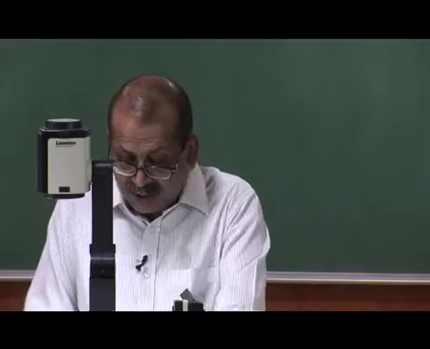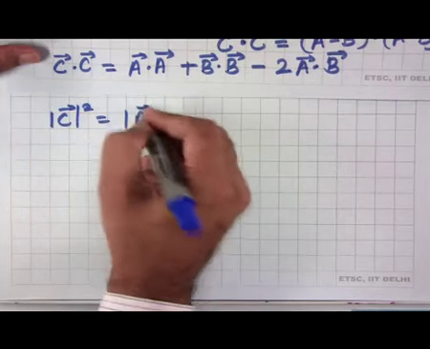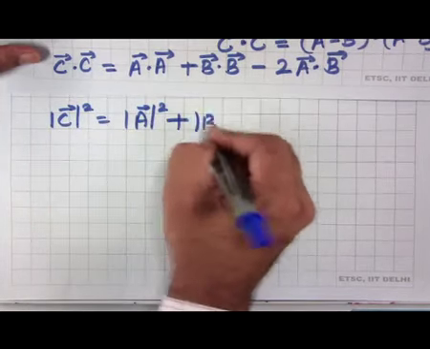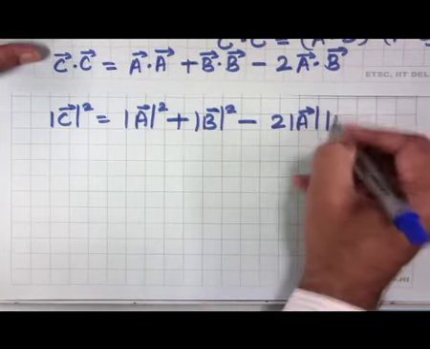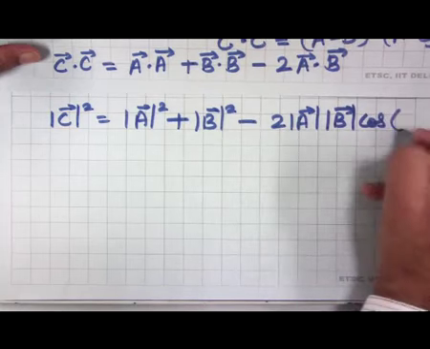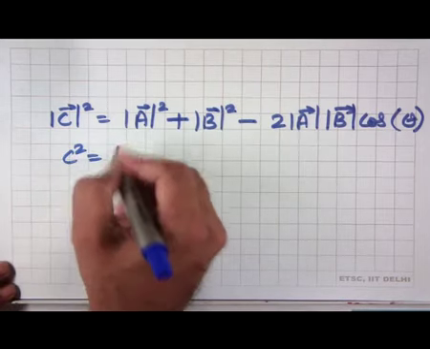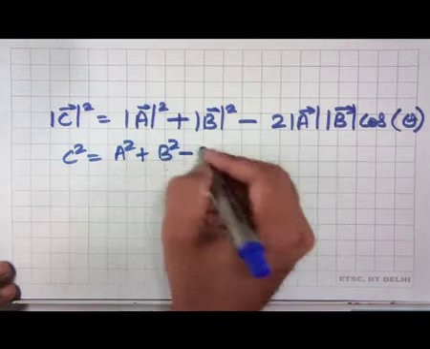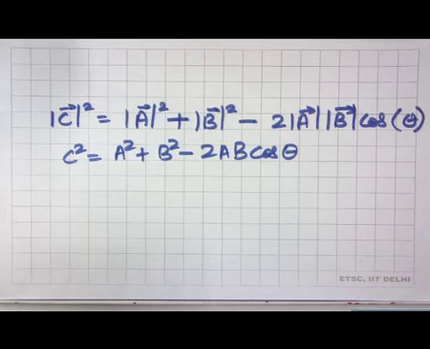Now, C dotted with C can be written as magnitude of C square, which is equal to magnitude of A square plus magnitude of B square minus 2 times magnitude of A times magnitude of B times cosine of the angle between A and B, which is theta, and magnitudes are nothing but the lengths of the sides. So, we get C square is equal to A square plus B square minus 2AB cosine theta, which is the cosine law for triangles.